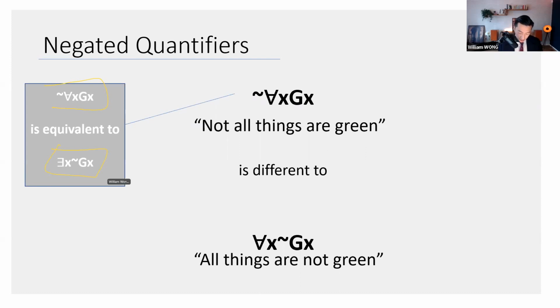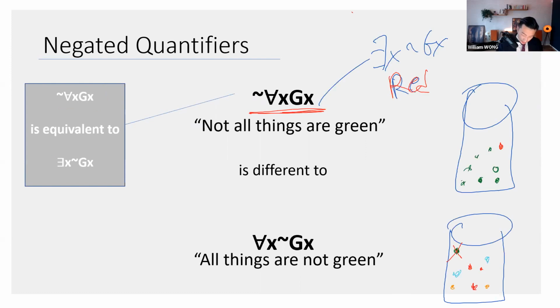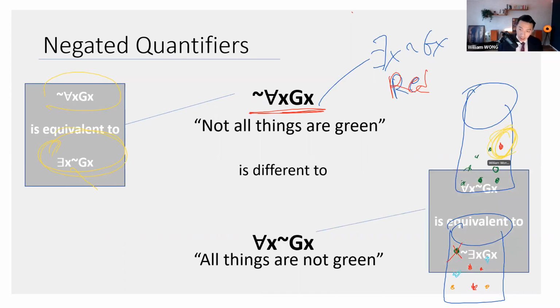Right? Let me just bring my annotations back. Okay. This is logically equivalent to this. Why? Because this says there exists something that is exactly what you're saying. When you say not all things are green, you're saying in the bucket, there is something that is not green. There exists something that is not green. Okay. What about this? Well, I hope you can read under that.